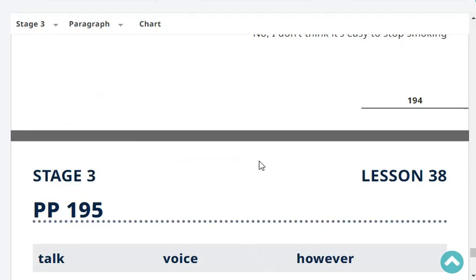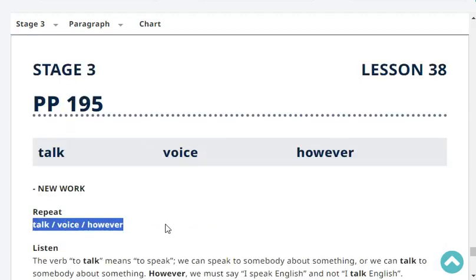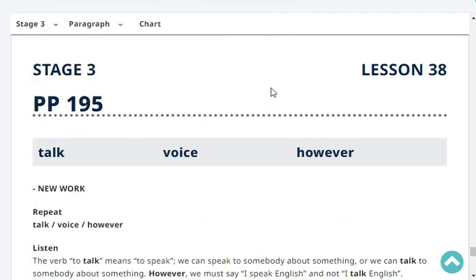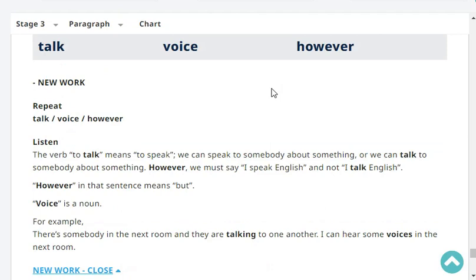Next, repeat. Talk. Voice. However. Very good. Okay, listen. The verb to talk means to speak. We can speak to somebody about something, or we can talk to somebody about something. However, we must say, I speak English, and we cannot say, I talk English. The word however in that sentence means but.